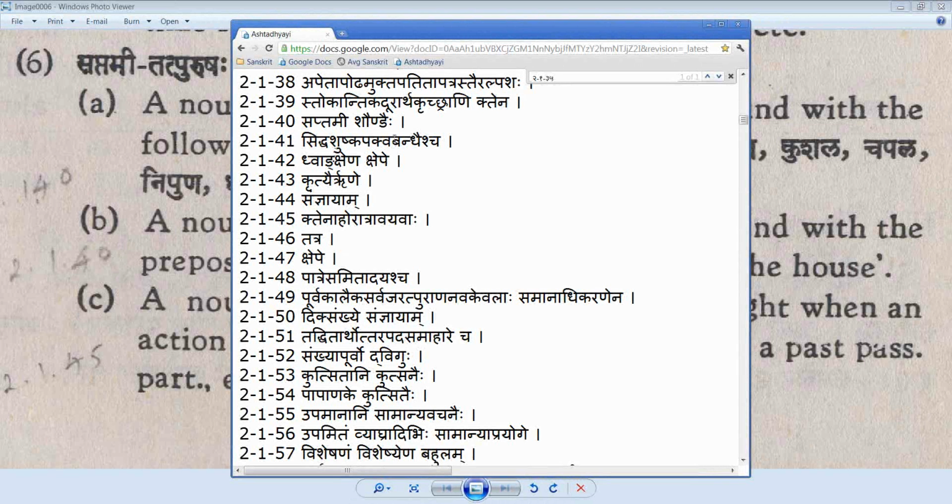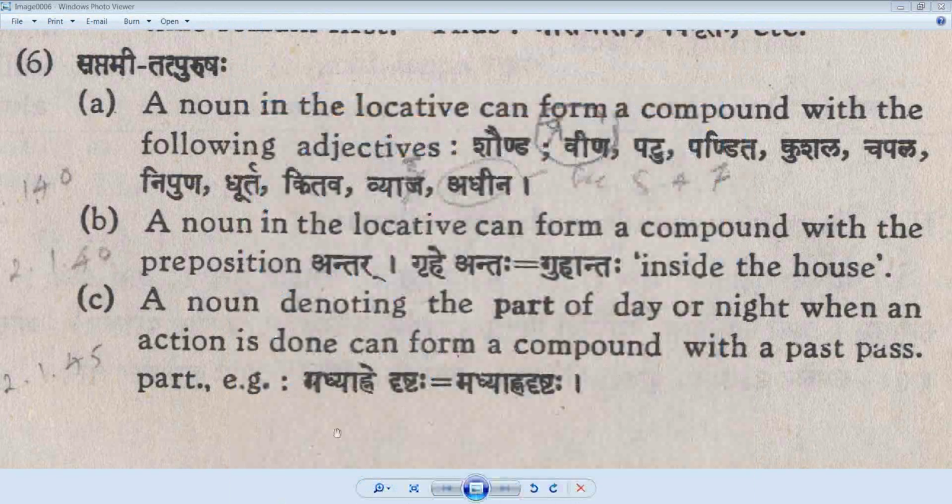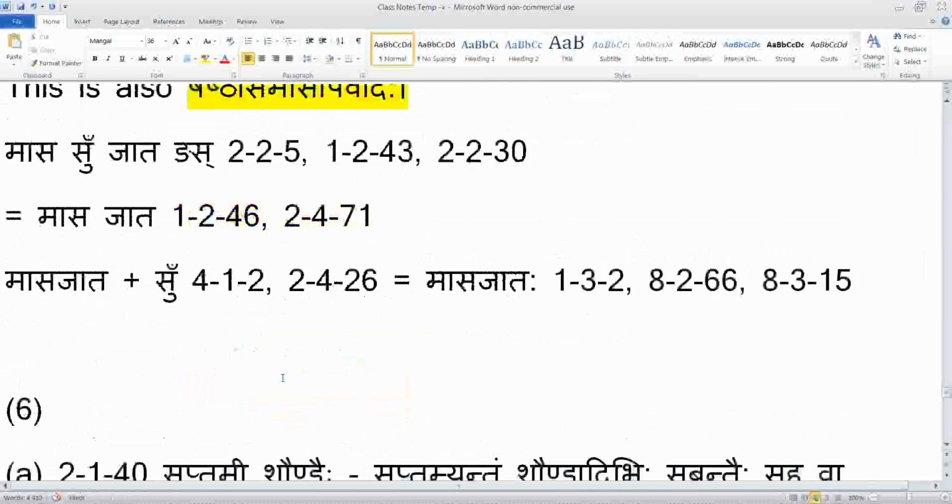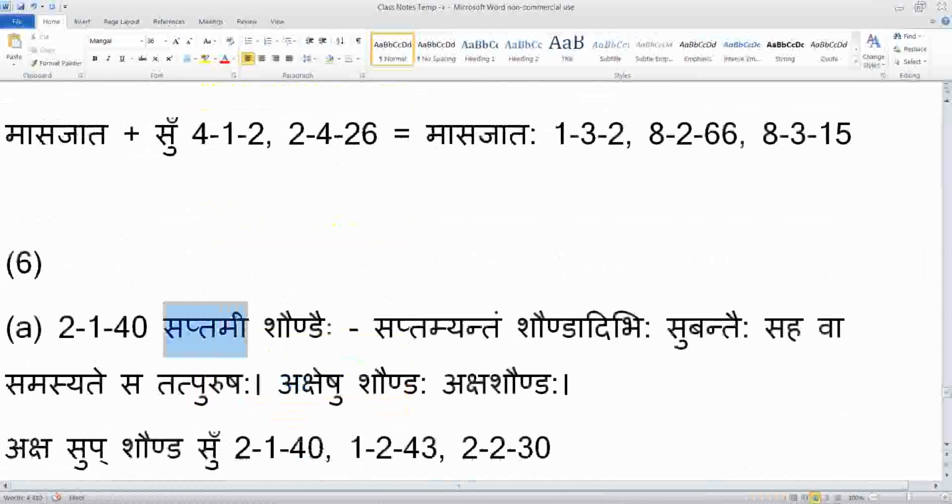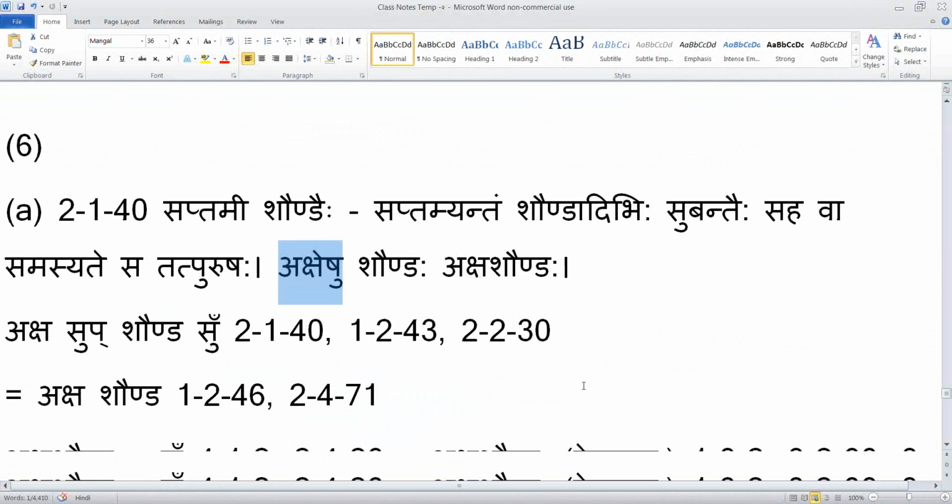The Shaundadi Ganaha is a set of words. Let's look at the Vyakhyanam. Saptamyantam, the Saptami, Prathamanirdishtam, will be Upasarjanam Purvam. Shaundadibhih Subantaih saha vasamasyate, Tatpurushah. Akshesu Shaunda: like an expert, skilled, clever. Aksha is like dice. One who is clever at playing dice. Aksheshu Shaundaha. This is a Vishaya Saptami: in the context of playing dice, somebody is clever. Aksha Shaundaha. And the Prakriya is straightforward.